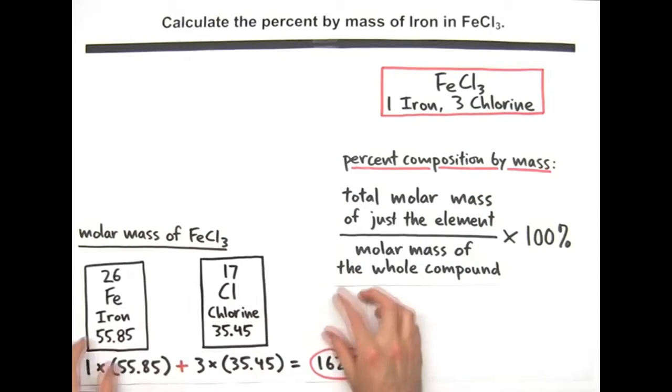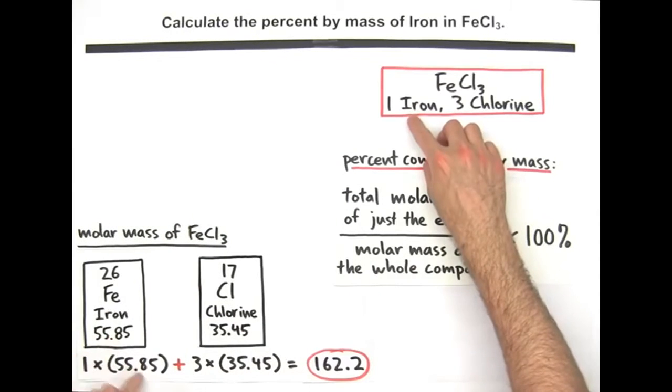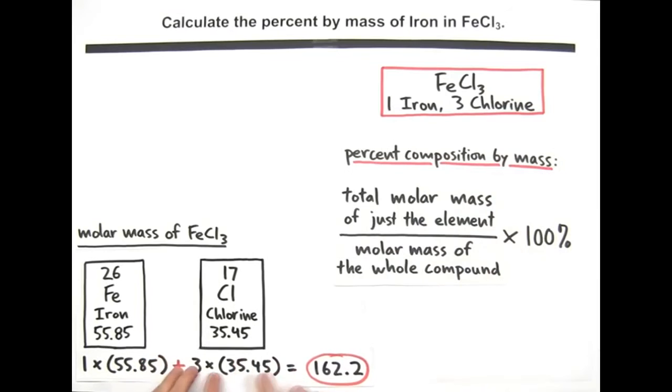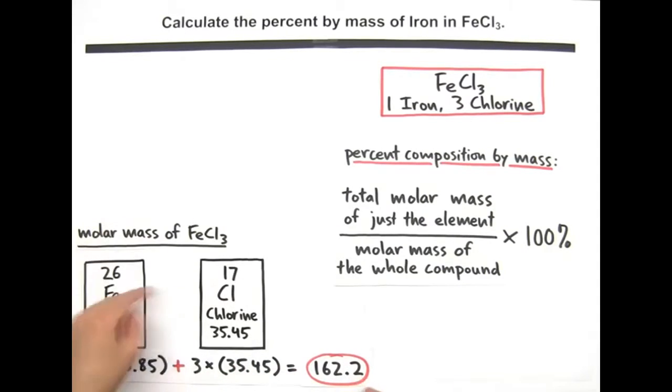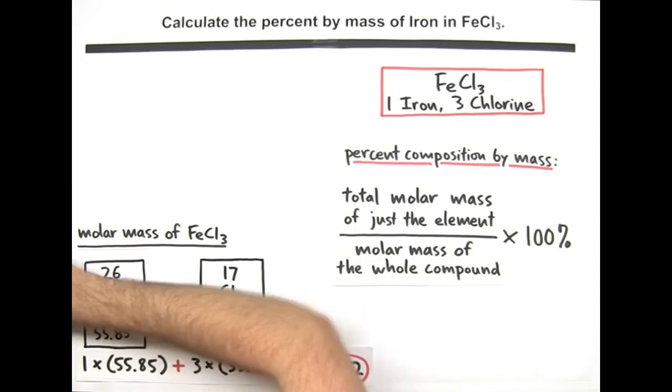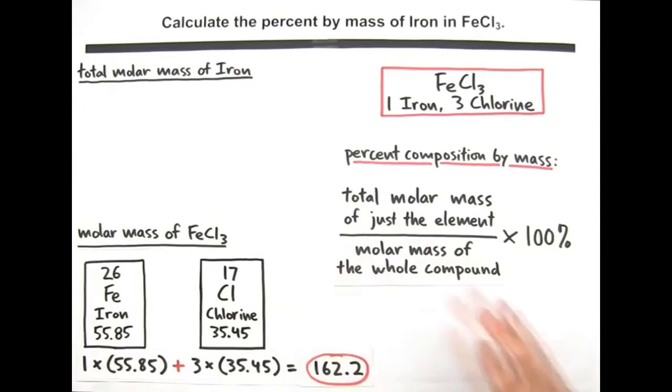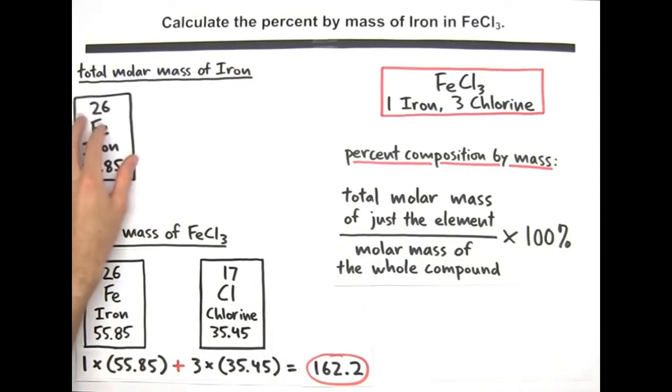So we can take a look at the periodic table, do 1 times the molar mass of iron, because we got 1 of them, plus 3 times the molar mass of chlorine, because we got 3 of those, and get this number for the total molar mass of the whole thing, FeCl3. Now for the total molar mass of just the iron, we'll want to zoom in on iron. Here's its molar mass.